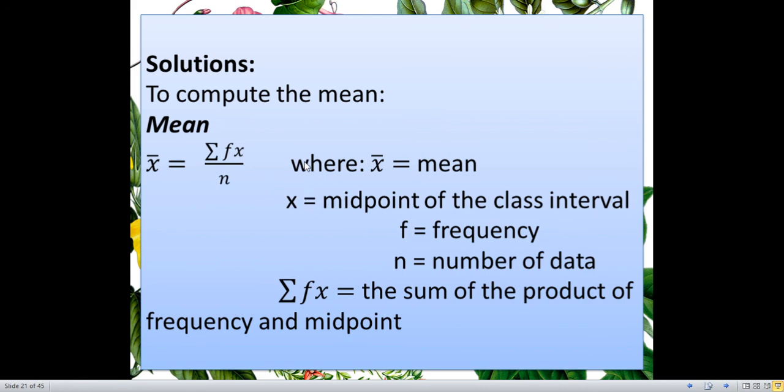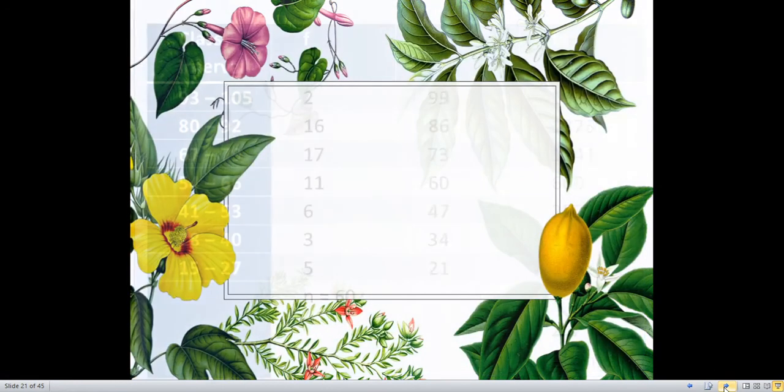So here is the meaning of those symbols. We have x̄, the symbol for the mean, then x is for the midpoint of the class interval or the middle value, f is for the frequency, and n is for the total number of data. Summation of fx is the sum of the product of the frequency and the midpoint. So again, there's a product. It means you need to multiply the frequency with the midpoint first, then sum it all up. Let us see how it is done.